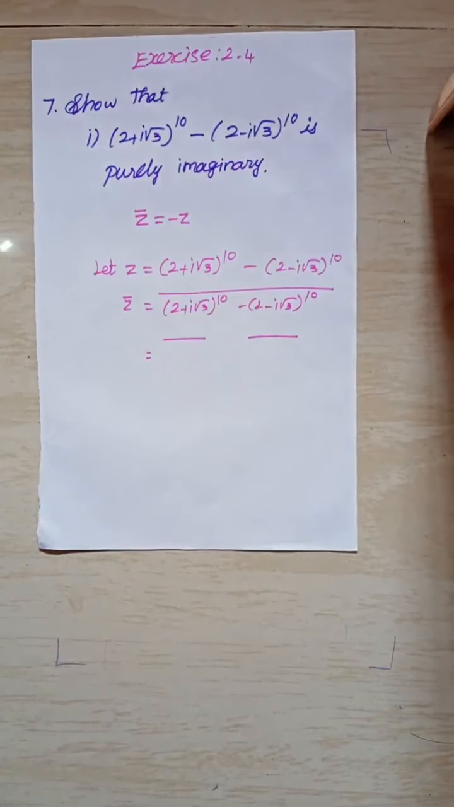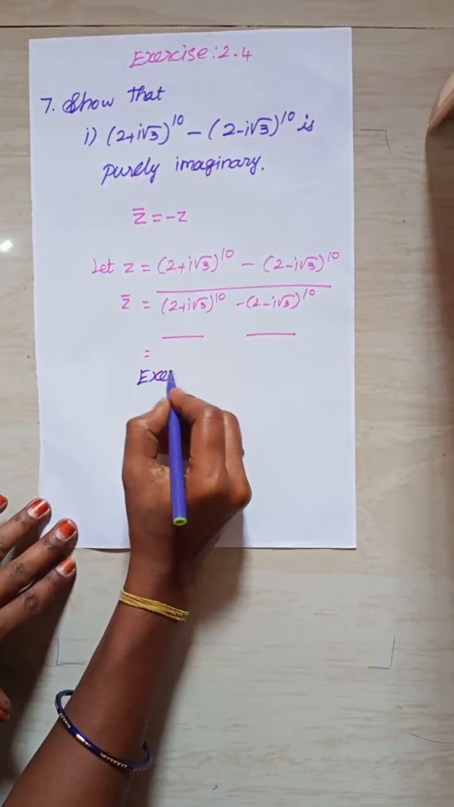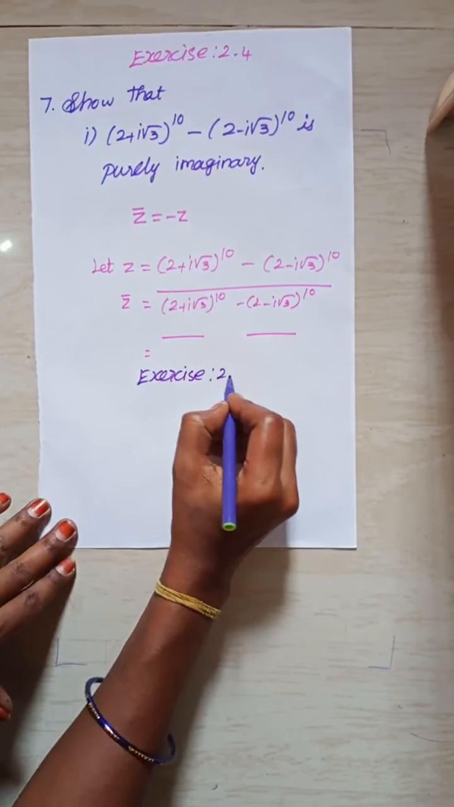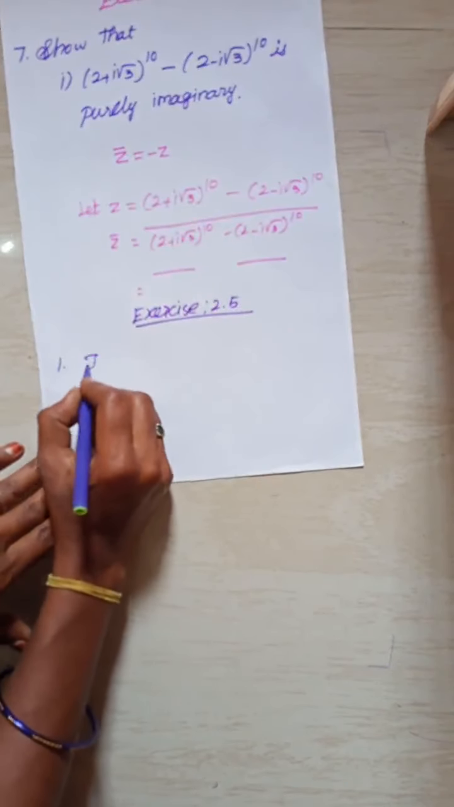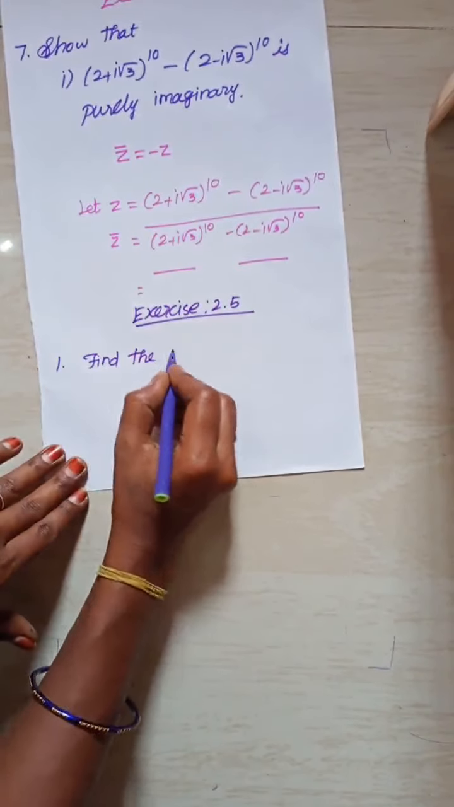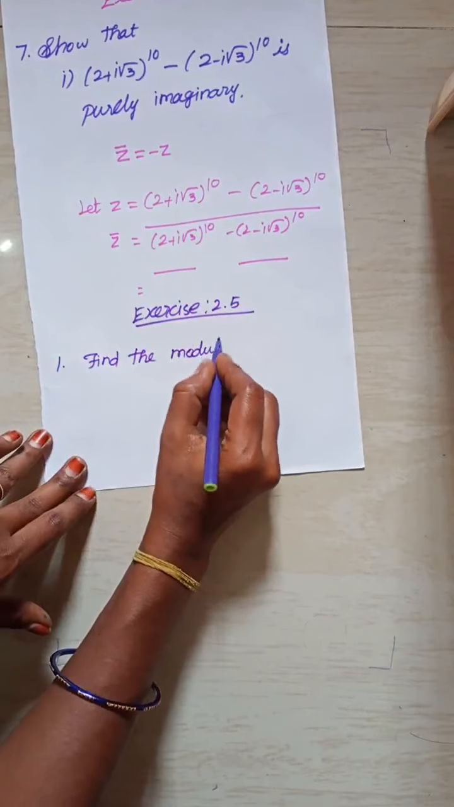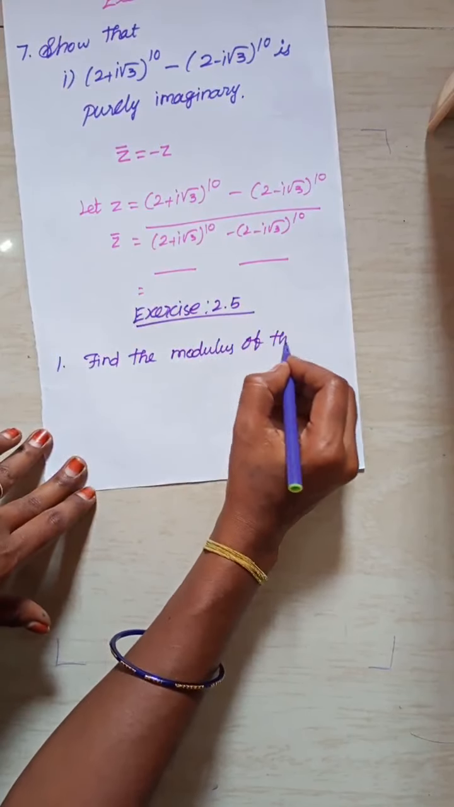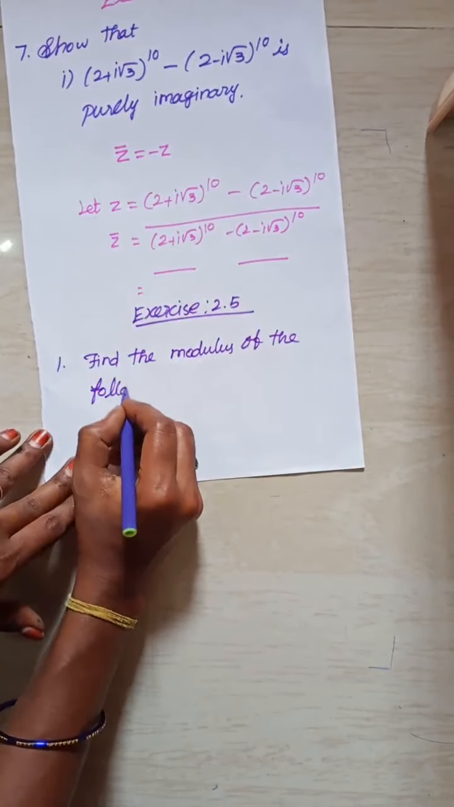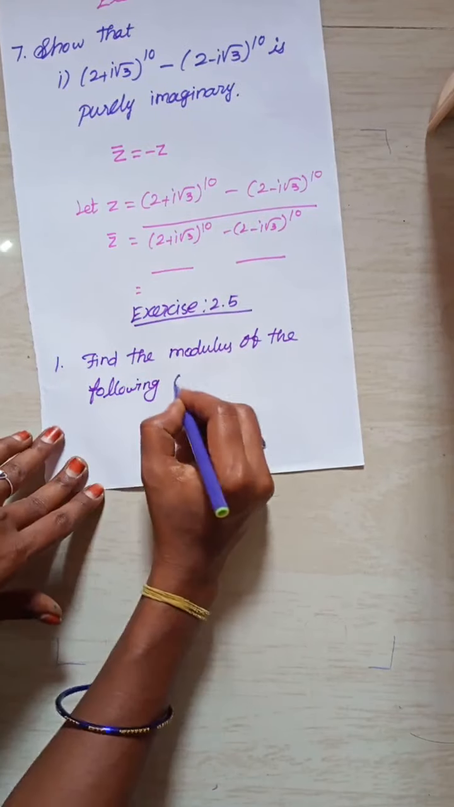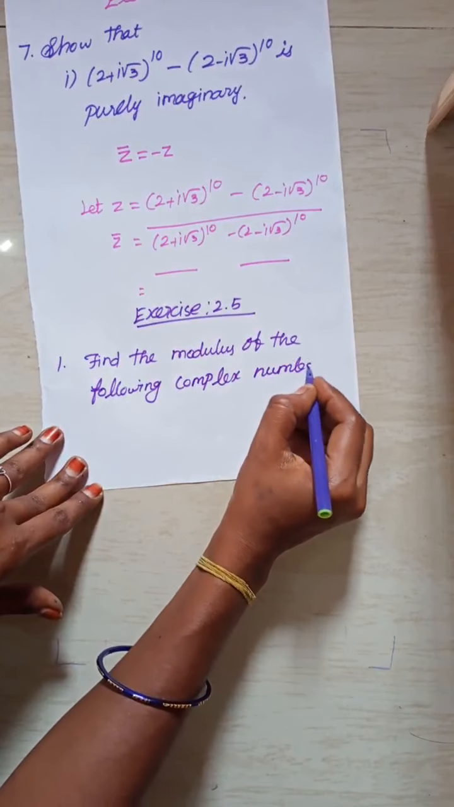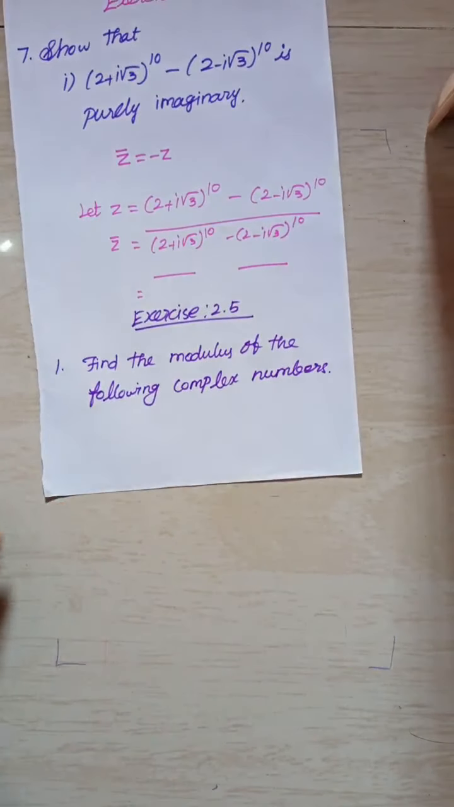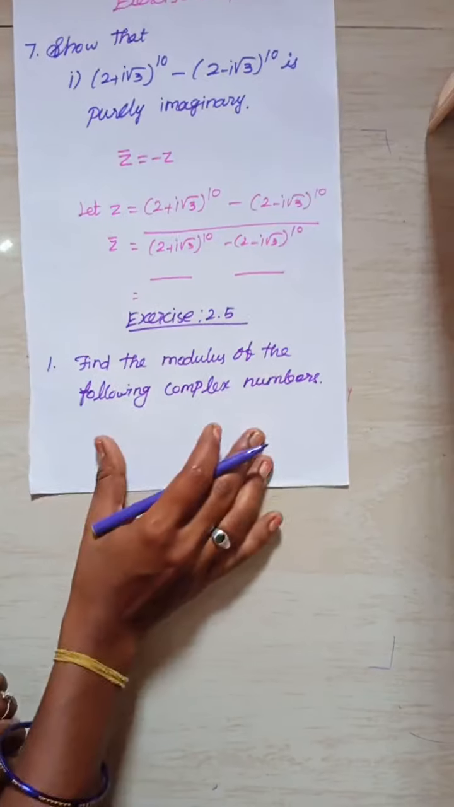Okay. Now see exercise 2.5, first sum. Find the modulus of the following complex numbers. The questions are in your book. Don't use a phone only.